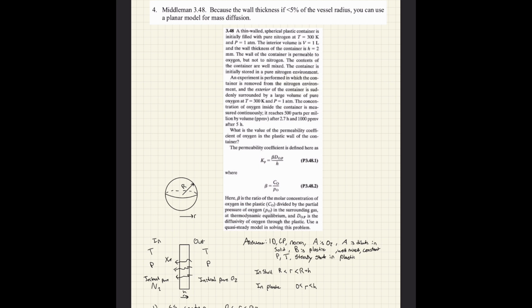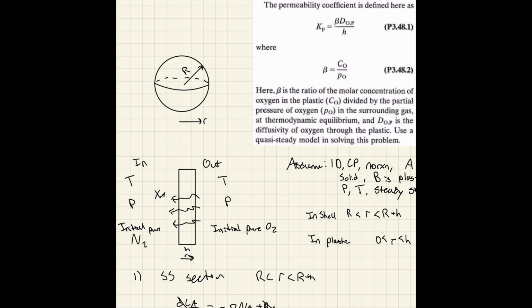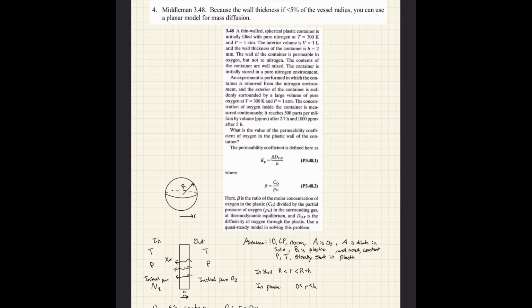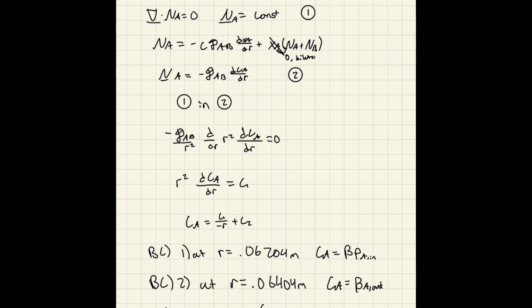First, we're going to be looking at the steady state section, where the radius is less than r, which is less than the radius plus h, and we're going to set up our first equation where dCA dt is equal to negative del dot Na plus Ra, and we're going to say that it's at steady state based on our first assumption. And we're also going to say that there's no Ra term because there's no reaction. Because of this, we know that del dot Na is equal to 0, and therefore Na r squared is constant.